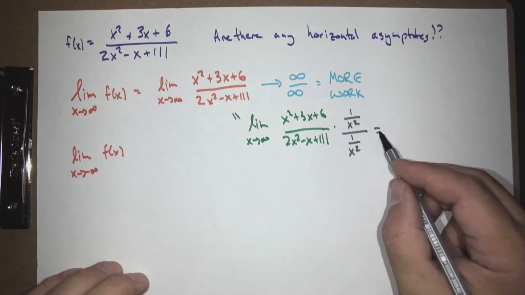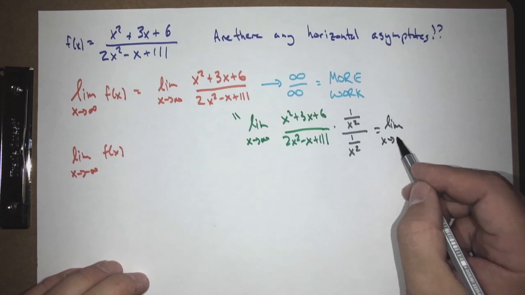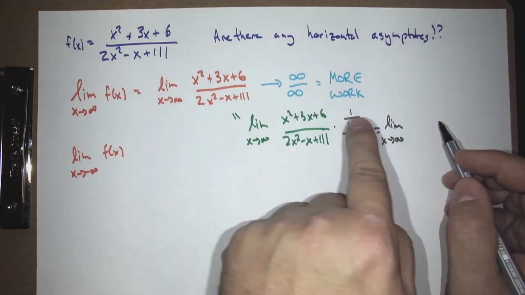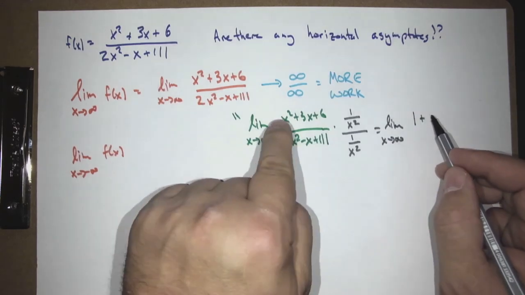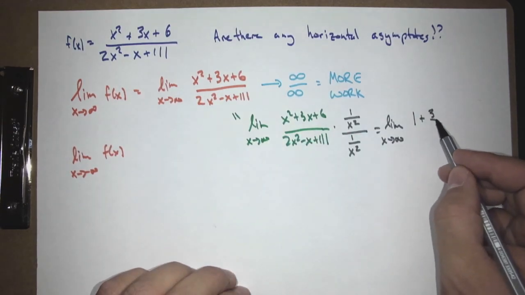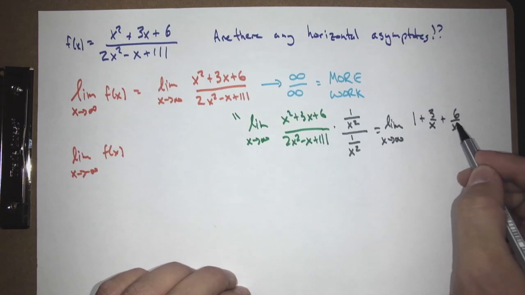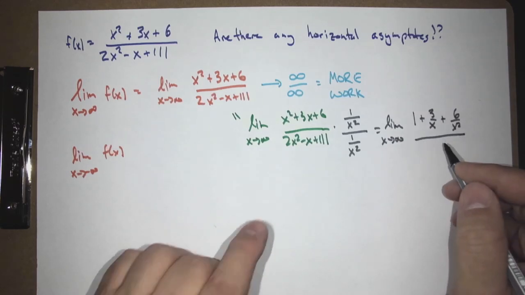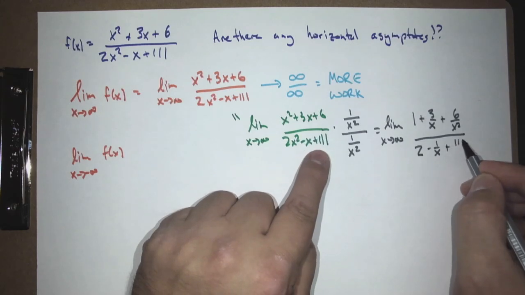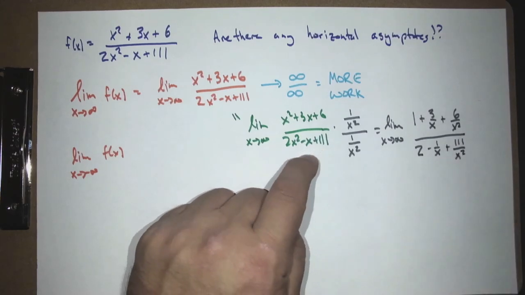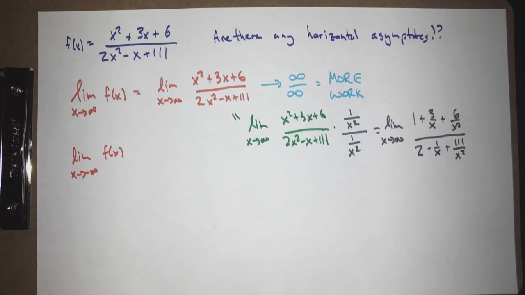Well, what happens? We have the limit as x goes to infinity, and now you bring that x squared into each term. So you have a 1, because x squared over x squared is 1, a 3 over x, a 6 over x squared. Divide that by a 2 minus 1 over x plus 111 over x squared. So it's the same function written in a different way. But is it written in a useful way?